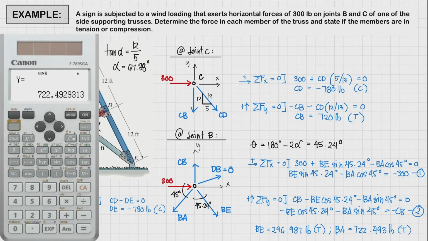Alright, so I think we've solved everything. So we have solved for BE and BA. So we have already solved all the forces on all our members. So let's just highlight our final answers. So we have DE here, CD, CB, and BE, and BA. Alright, so that's it for our first example.